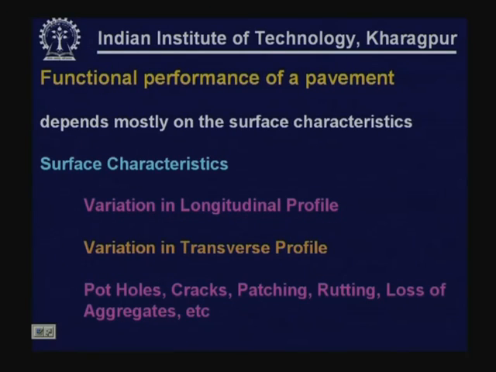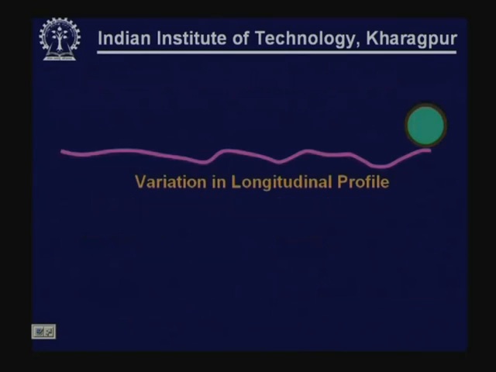So, the functional performance mostly depends on surface characteristics such as variation in longitudinal profile, variation in transverse profile, and also the presence of potholes, cracking, patches, rutting, loss of aggregates and various other surface stresses that we can see on pavements.